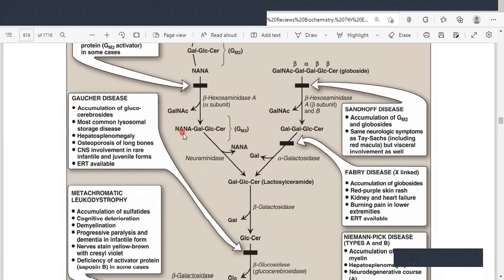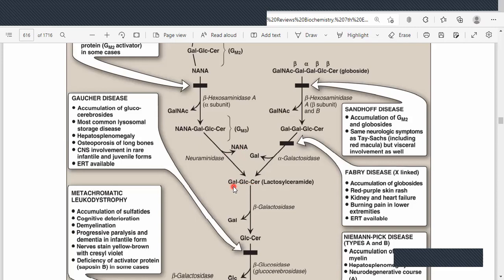This NANA here, the N-acetylneuraminic acid, also known as the 5-acetylneuraminic acid or the sialic acid, via the enzyme known as neuraminidase, we remove it. So after removing the N-acetylneuraminic acid, it ceases to become a ganglioside. Remember, gangliosides must have the N-acetylneuraminic acid, and I showed you the structure. So after removing it, we remain with this compound. It has galactose, glucose, and ceramide.